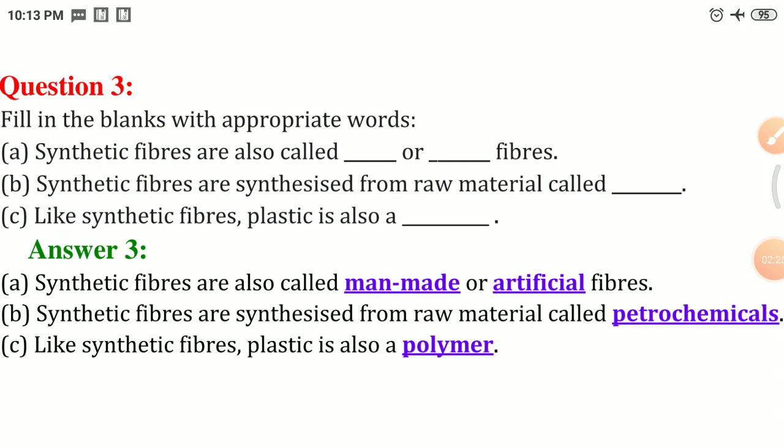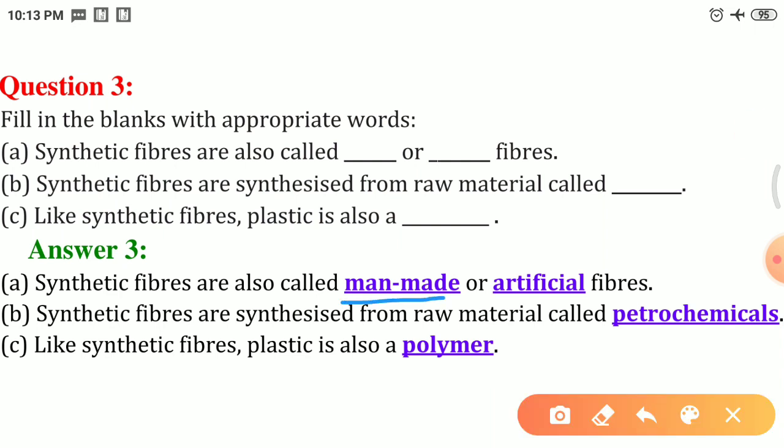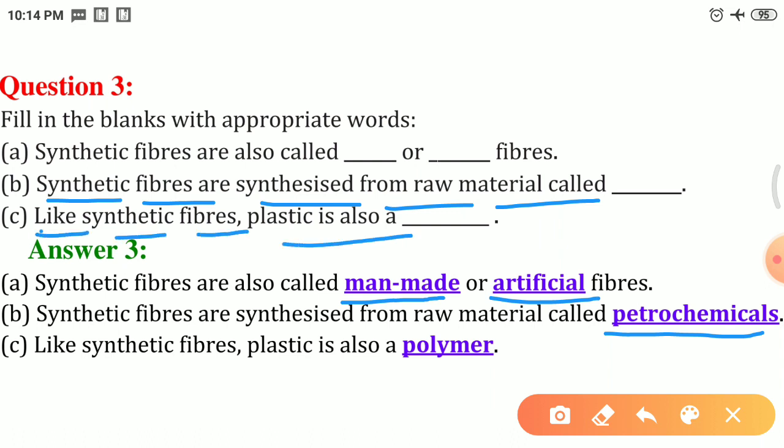Question number 3 is fill in the blanks with appropriate words. A. Synthetic fibers are also called man-made or artificial fibers. So here in the fill up, man-made and artificial. B. Synthetic fibers are synthesized from raw material called petrochemicals. Then C. Like synthetic fibers, plastic is also a polymer. Polymer means made up of many units, many monomer units.